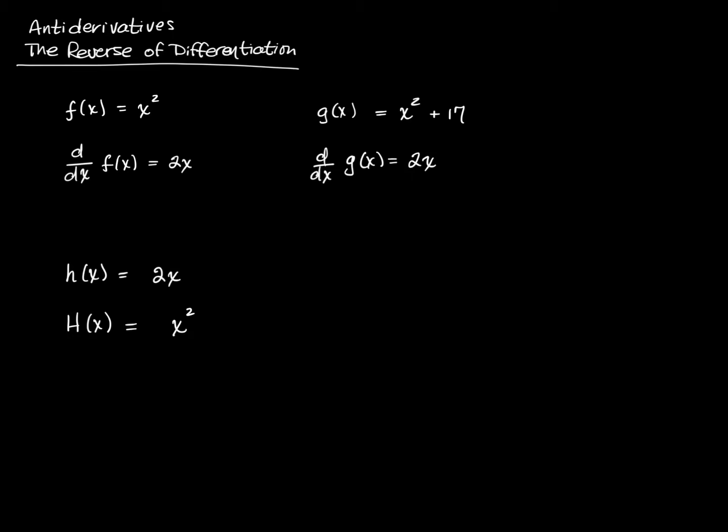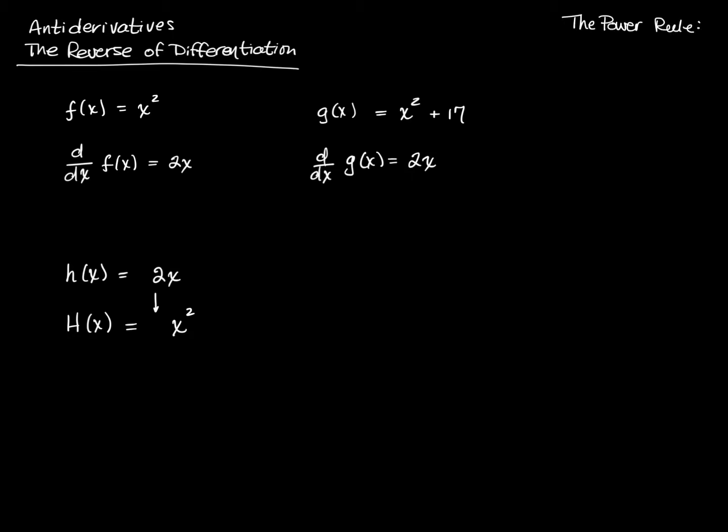Something else is happening, though. It looks like the 2 in front of the x in the function little h of x has gone missing in big H of x. Let's take a look at the power rule for differentiation and see if we can figure out what's going on.